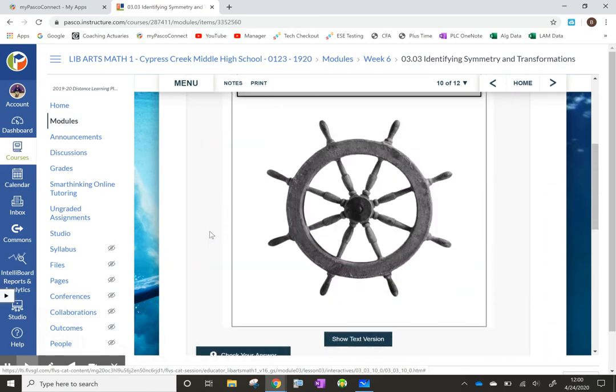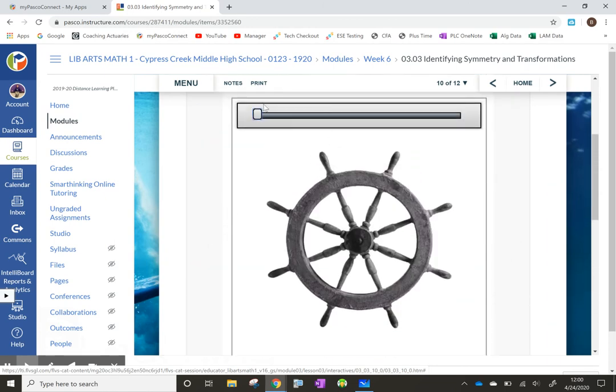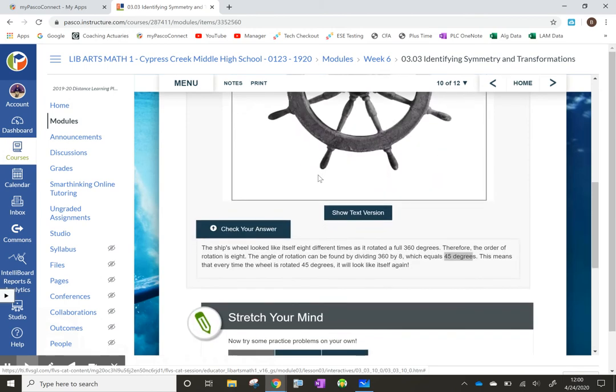So remember how we got that, right? We counted there were 8 times, and obviously the shortcut here is to count the pegs: 1, 2, 3, 4, 5, 6, 7, 8. 8 pegs means that when you turn it, you can have 8 different images, right? That's the shortcut. 360 degrees divided by 8 gets you the 45-degree angle of rotation.